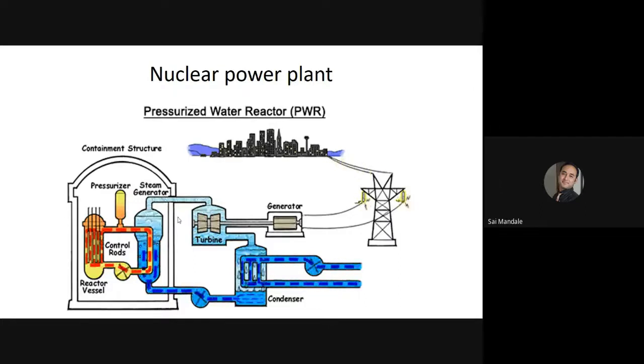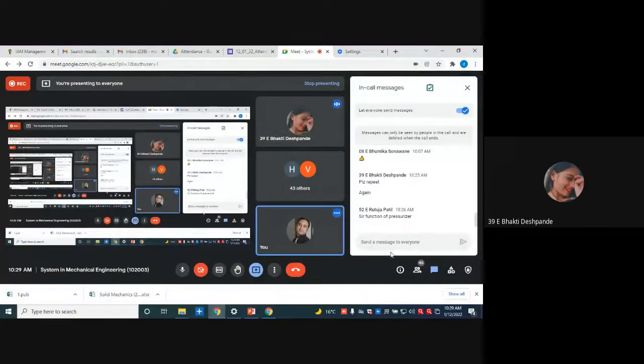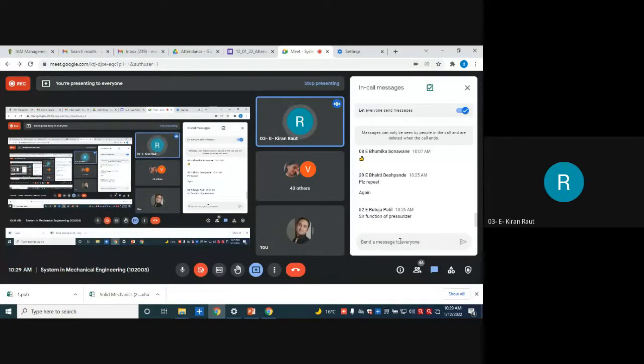Okay, so anything else in between? No, sir. Thank you. Okay, great. Anybody else? Yes, sir. Please tell me. Sir, the role of the moderator is to reduce the speed of neutrons.